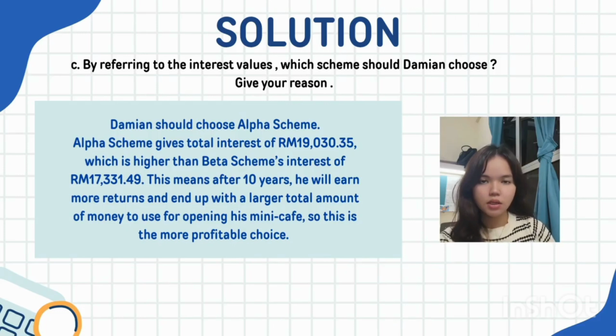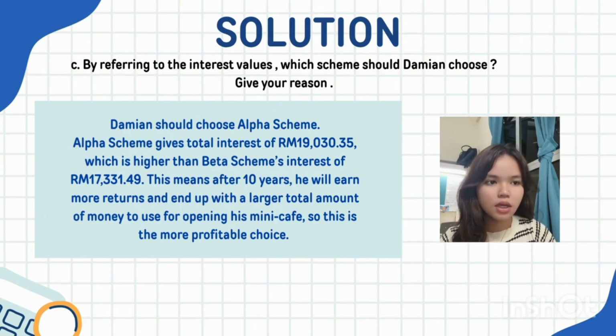So right now, we move to question C. The question is, which scheme should Damian choose based on the interest values received? Give your reason. First, let's read our answer. For Alpha scheme, total interest earned after 10 years is Rm 19,030 ringgit 35 cents. For Beta scheme, total interest earned after 10 years is Rm 70,331 ringgit 49 cents.